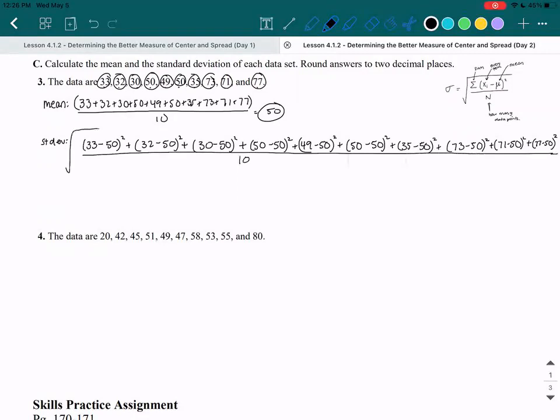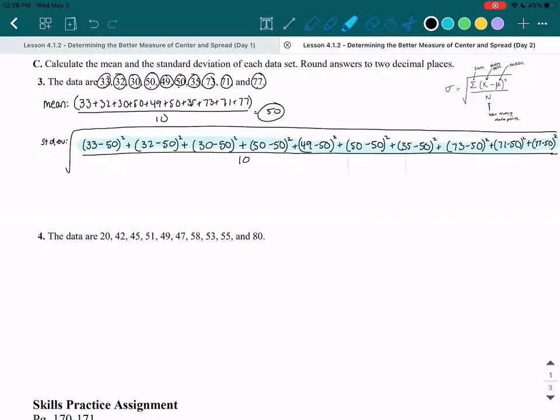And then we're going to square root everything at the very end, because remember, it's in a square root. All right, so we're going to do this step by step. I'm going to type all of this on my calculator right now.